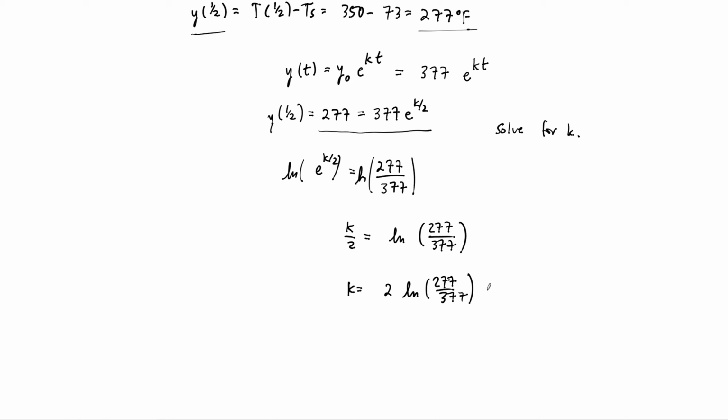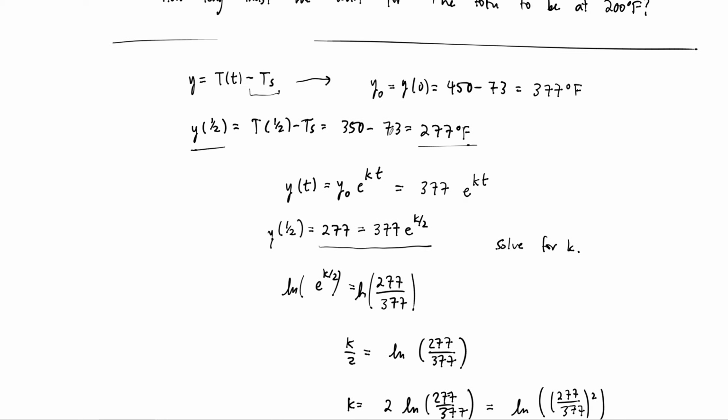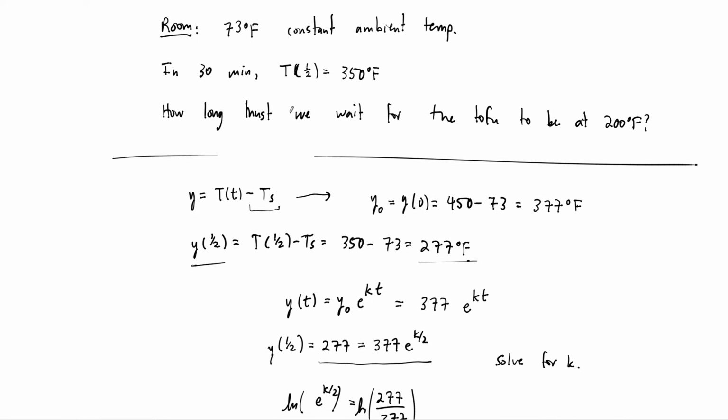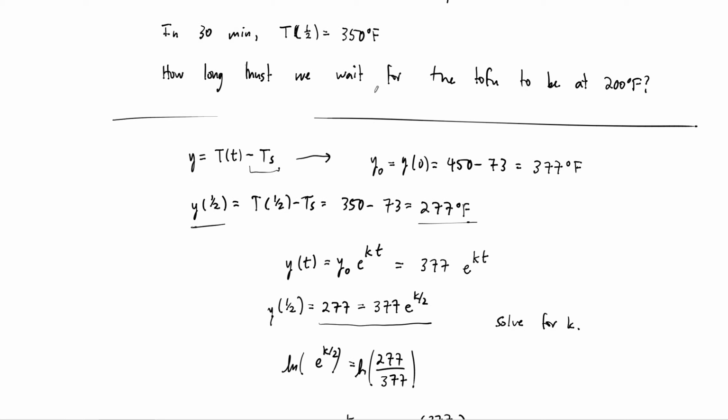We can do even more here if you want. I mean, let's leave it like this for now and just see what happens. But remember, you can obey all the log rules. So this 2 can go upstairs, and you can square this. I'll write it down. So this could be the natural log of 277 over 377 quantity squared. Okay, and so let's plug this back in, because remember, now our goal is to find out at what time, little t, that's basically how long must we wait.